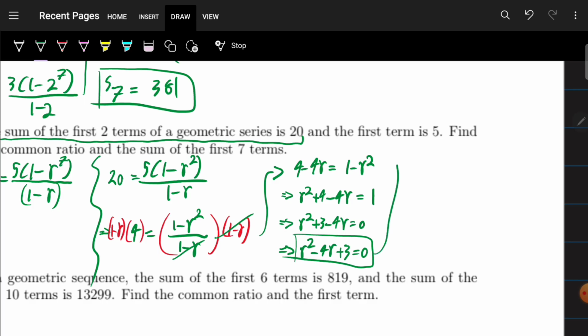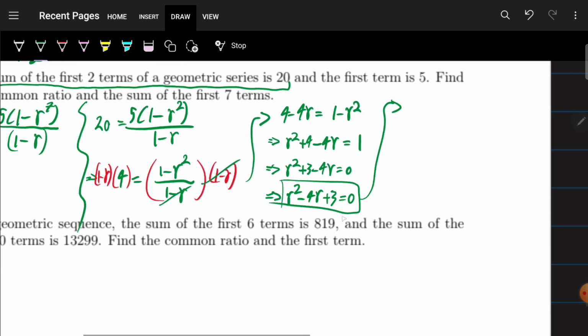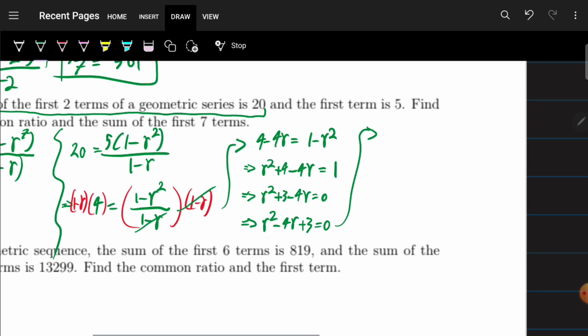Now, how do we solve this? We have to factor it. Okay, so what are two numbers that multiply to positive 3 and add to negative 4? Well, those numbers are negative 3 and negative 1. So this factors to r minus 3, r minus 1. This is equal to 0. Okay.